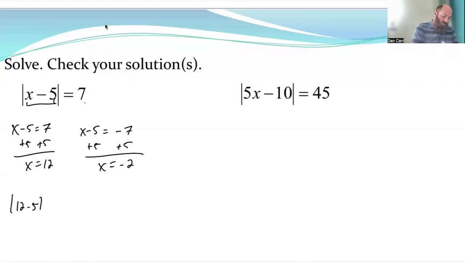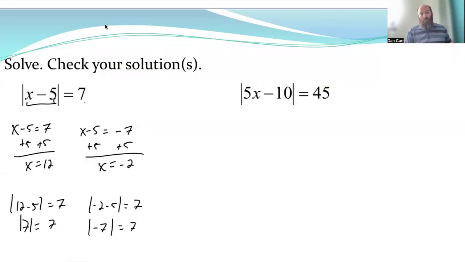Here's my check real fast. The absolute value of 12 minus 5, does that equal 7? Absolute value of 7 equals 7. That's good. And then we do over here, we go -2 minus 5, which is -7. And that also checks out. So we're good there. Next one, same idea. 5x minus 10 equals 45. 5x minus 10 equals a -45.